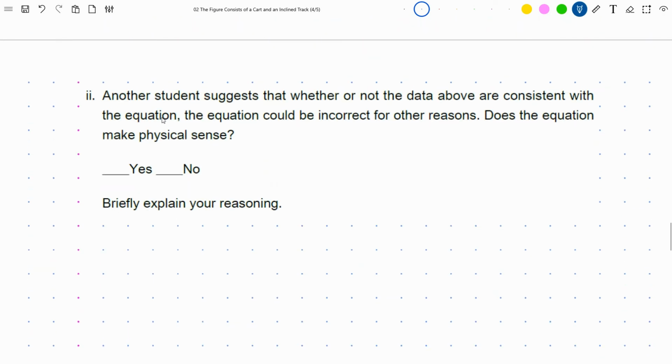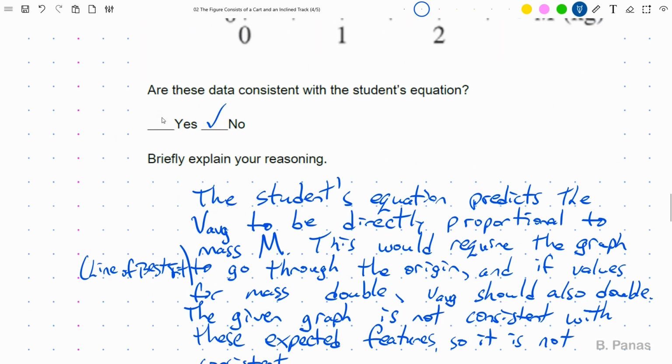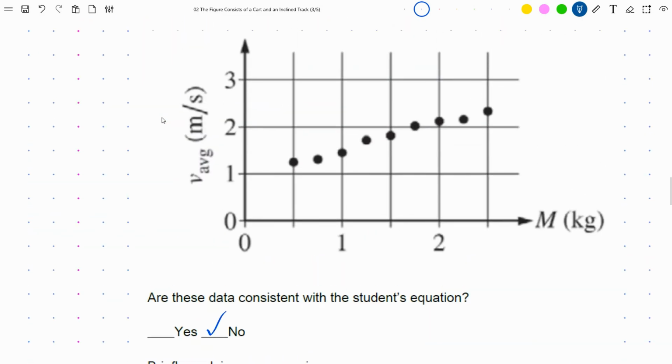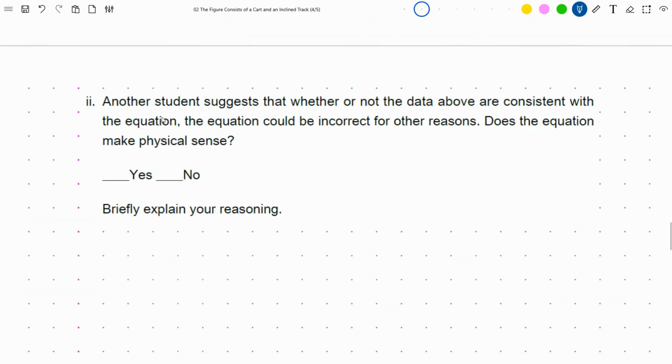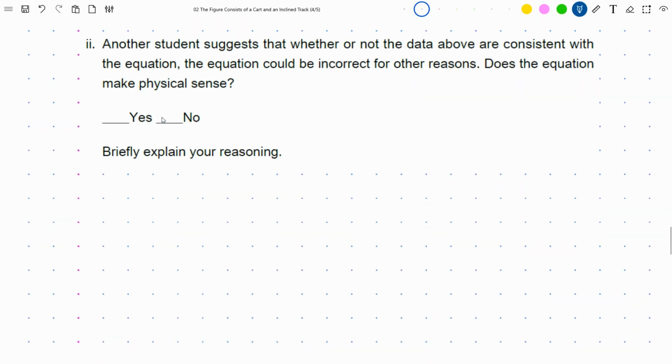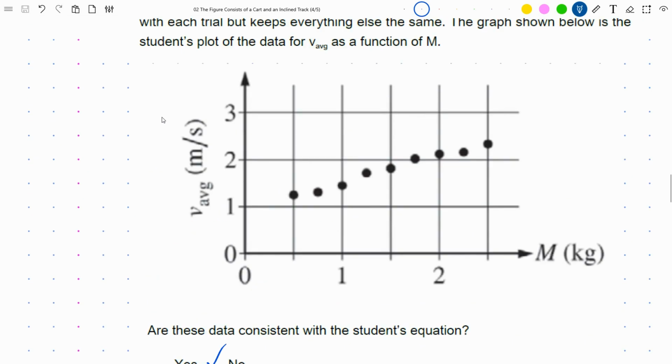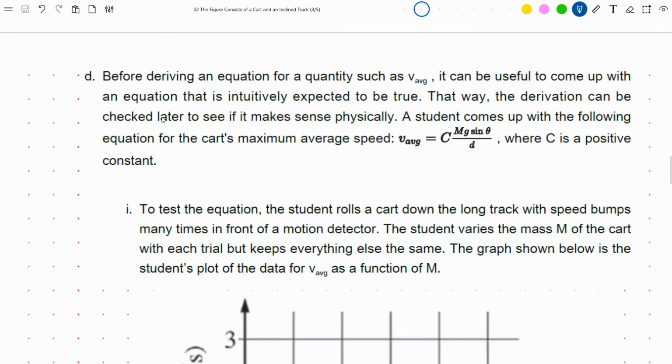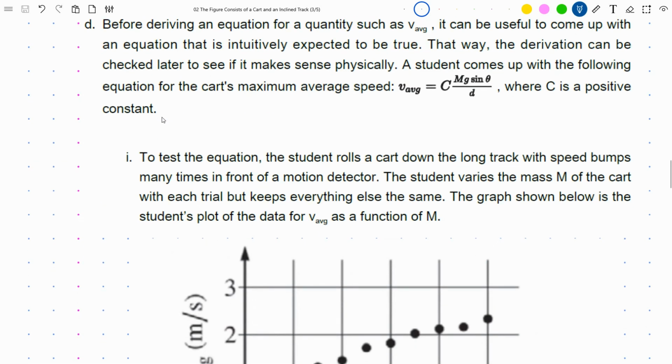Another student suggests that whether or not the data above are consistent, so we're basically saying forget all about this graph for this next part of the question, the equation could be incorrect for other reasons. So the question is now asking, does the equation make physical sense? Okay, physical sense. Well, let's remind ourselves of what that equation exactly was. Does this equation make physical sense?